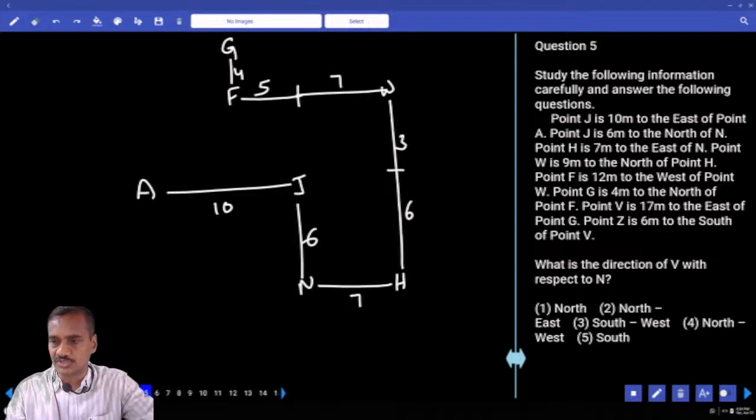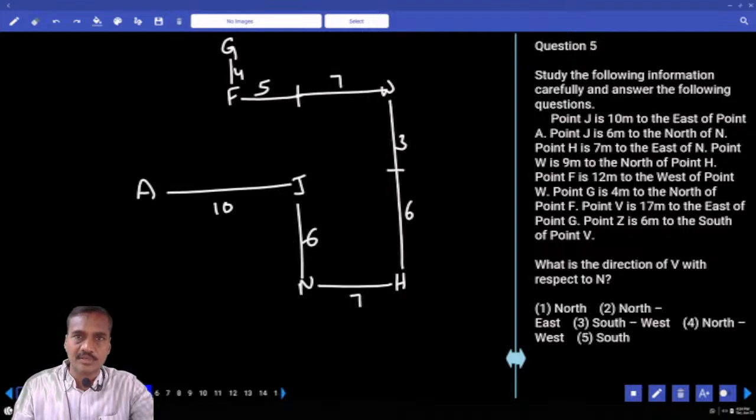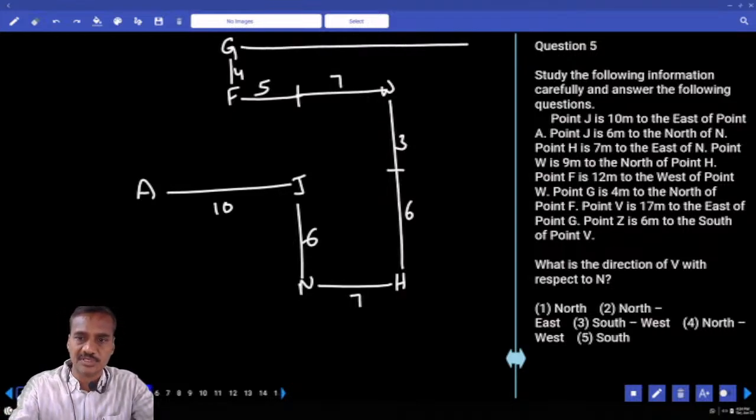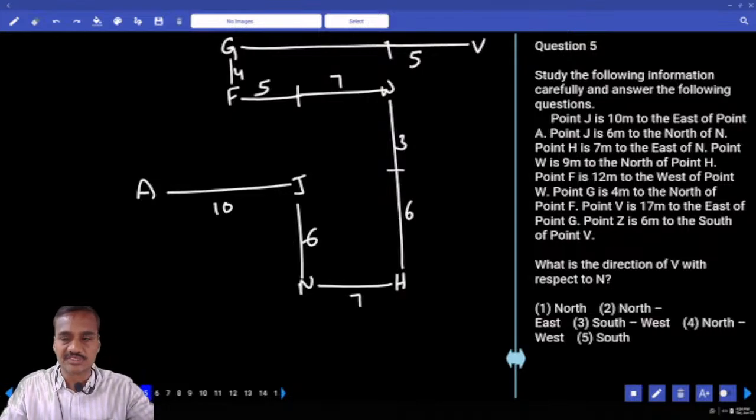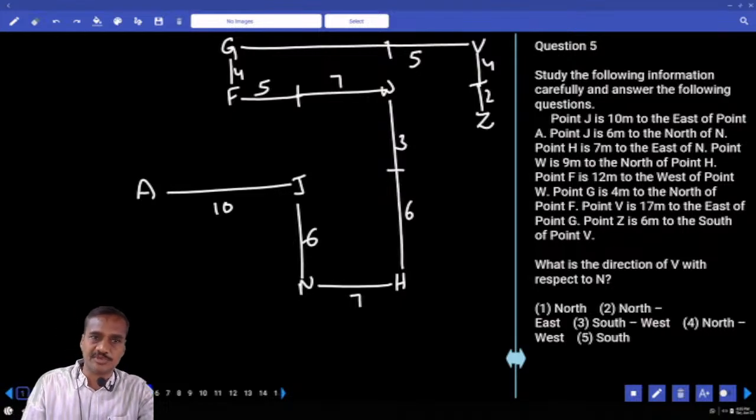G is 4 meters to the north of F. And V is 17 meters to the east of G. My V is how many meters? 17 meters. My 17 and 12 plus 5 17. What is this one? V. V is 17 meters to the east of G. And Z is 6 meters to the south of V. My Z is 6 meters and it is 4, and another 2 more meters. Now Z is here. Now సరిపోయిందా లేదా?